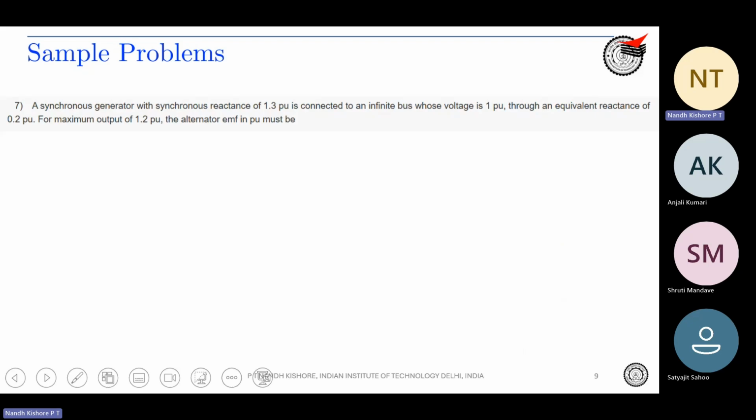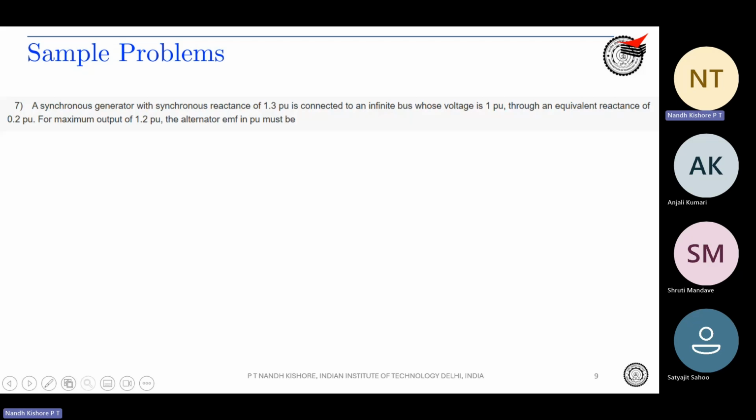A synchronous generator with synchronous reactance of 1.3 per unit is connected to an infinite bus whose voltage is 1 per unit through an equivalent reactance of 0.2 per unit. For maximum output of 1.2 per unit, the alternator EMF in per unit should be dash.